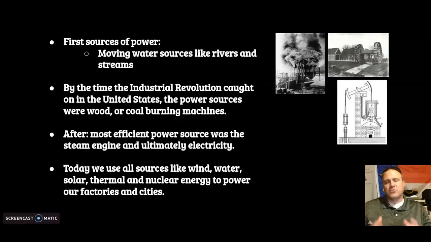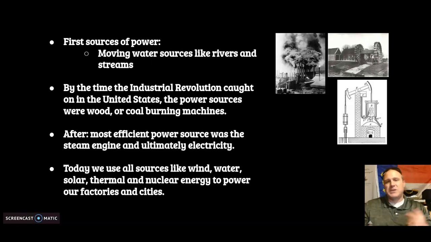So the first sources of power of the Industrial Revolution are moving water sources like rivers and streams. You could see a picture here of one of those water mills. These streams would push this mill, and this mill would turn, and it would spin a pipe, and that pipe would be connected to a gear, and it would just be a whole mechanization of parts that would wind up in turn doing something.